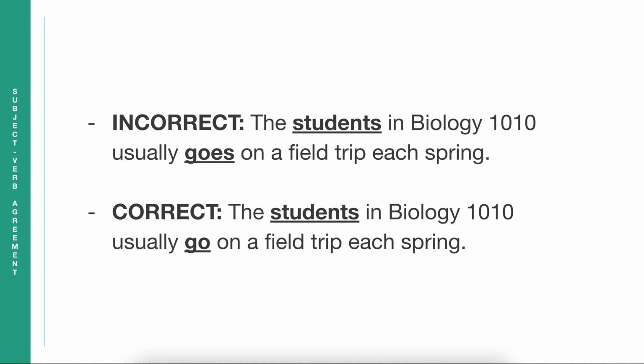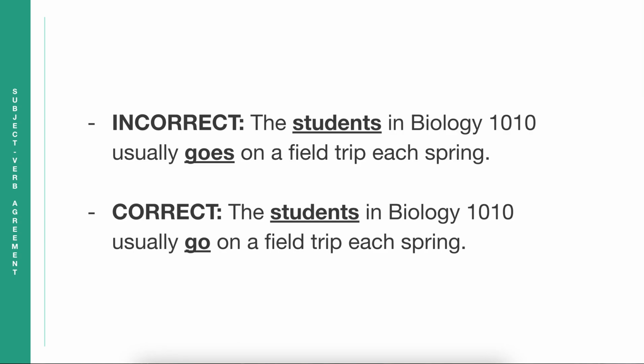Let's look at the incorrect sentence first. The students in biology 1010 usually goes on a field trip each spring. Now, if you've been speaking and writing English for a long time, you could probably feel that that is incorrect. The reason that that is incorrect is because students, our subject, is plural, and then goes is actually singular. And those two things need to match. Our subject needs to match our verb. Our subject needs to agree with our verb.